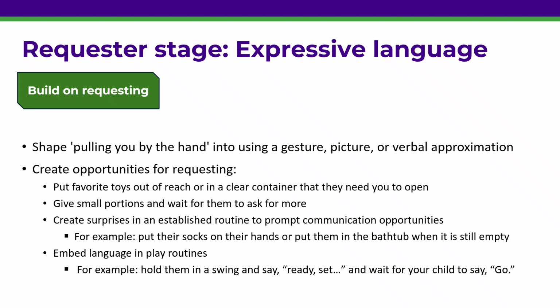Continue building on requesting at this stage. So if you see your child pulling you by the hand towards something, try to shape that moment into using a point or a gesture for more, for example, or if you're working on picture exchange communication, showing them the picture that corresponds to the item of interest, or maybe working on a verbal approximation for the item of interest, such as, if it's a toy, "toy," or a specific word for that toy.